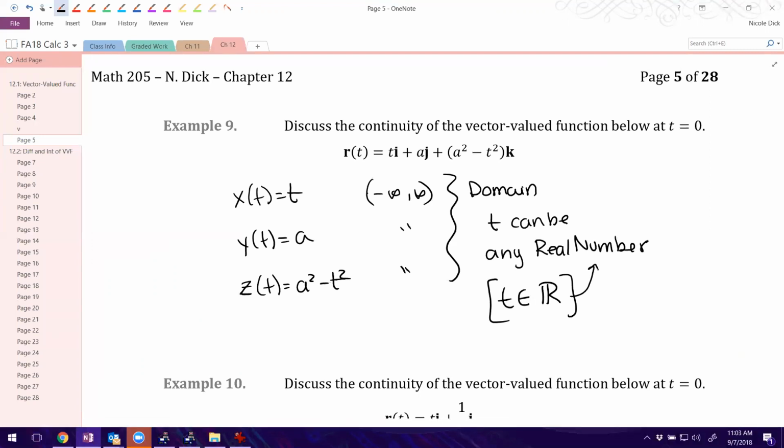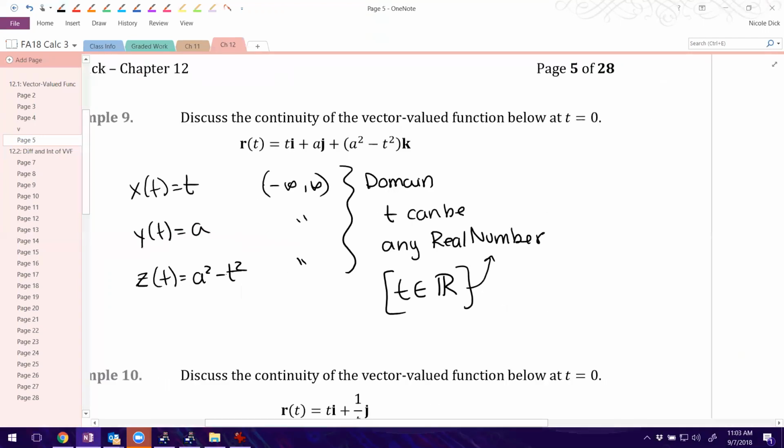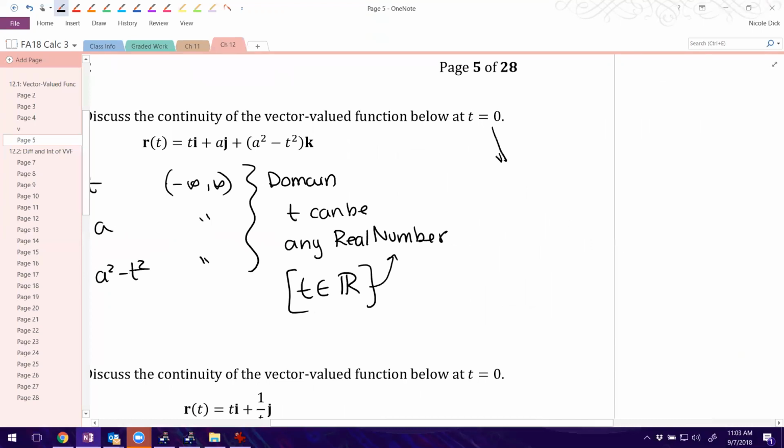But what this question actually asks is the continuity at this point T equals 0. So the easiest way to go through and do this has nothing to do with what I've shown you guys so far. The definition we just saw on the last page says the limit as T approaches 0 needs to equal the vector valued function at 0. So if we go back and actually check what this is asking for, we need to show that the limit as T approaches 0 of this vector valued function is equal to the vector valued function at 0.